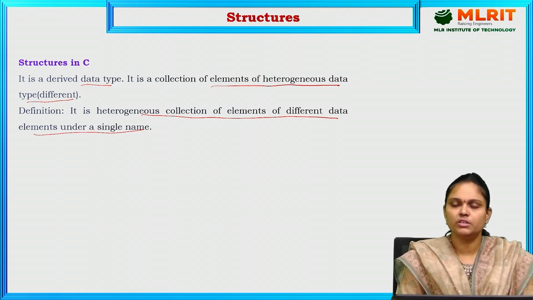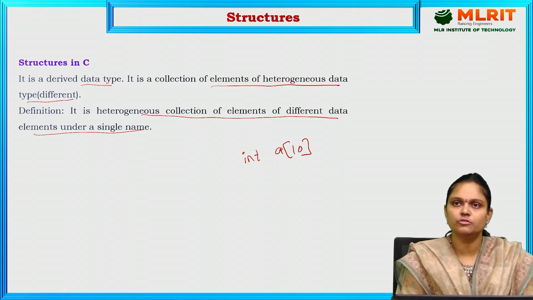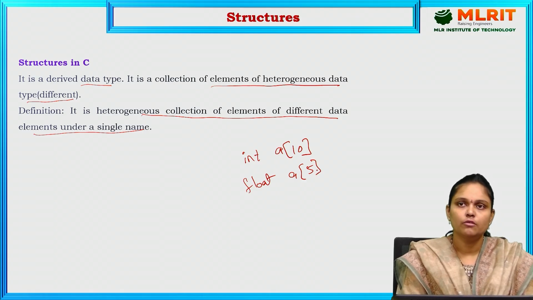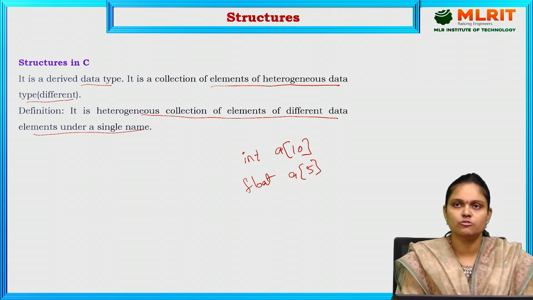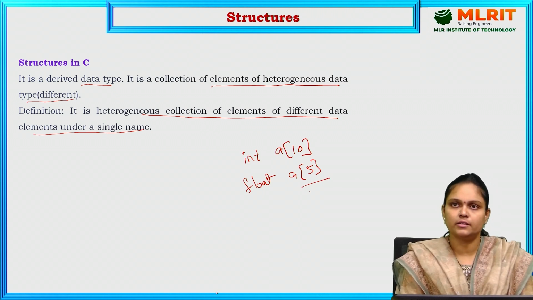Coming to arrays, we can store only similar data type elements. In an array, if we declare int a of 10, only 10 integer values we can store. If you declare float a of 5, then only 5 values of float data type can be stored in this array. If it is char, we can store only characters. So the disadvantage of an array is that we cannot store different data type elements under a single name. That can be overcome by using a structure.